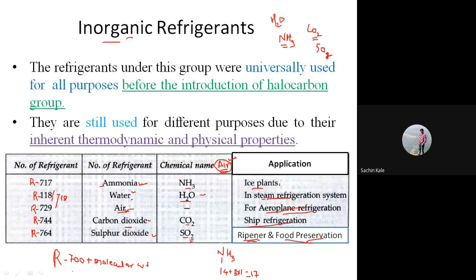So R700 plus 17, that is nothing but R717. R717 is the refrigerant number for ammonia. Similarly for water, H2O.